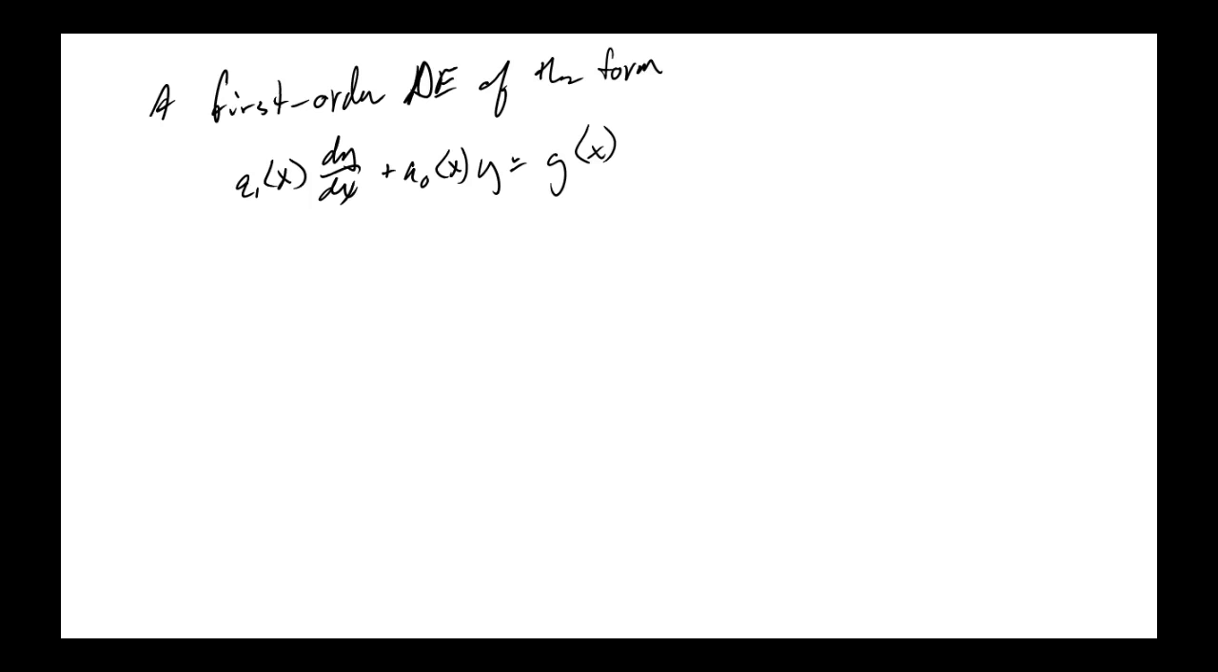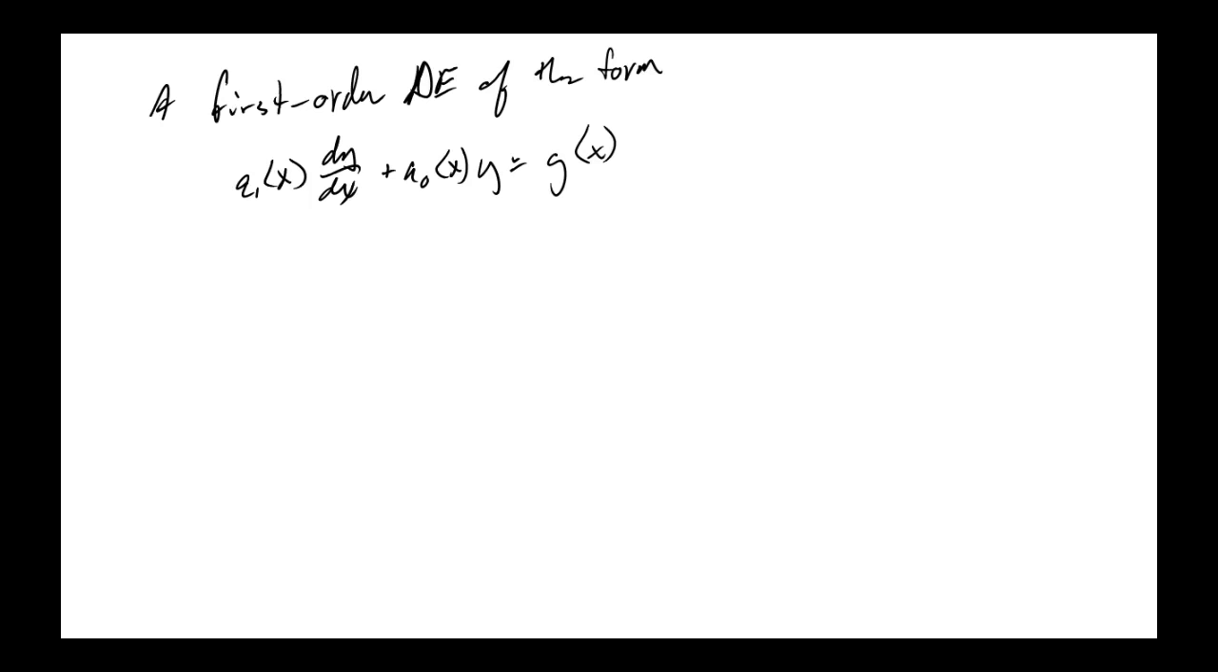In other words, cosine y wouldn't work, sine y wouldn't work, e to the y wouldn't work, because those are not linear, okay? On the right-hand side, g of x, just like your a sub 1 and a sub 0 of x, can be any functions of x. Sine x, e to the x, log x, doesn't matter. But it does matter for the y's. That's a linear equation in the variable y.